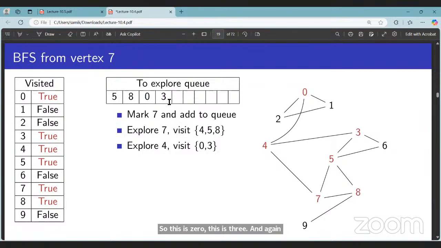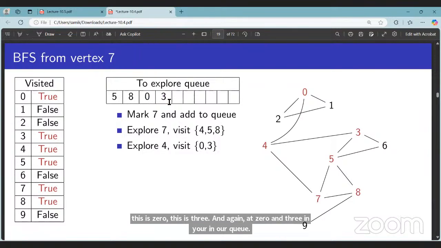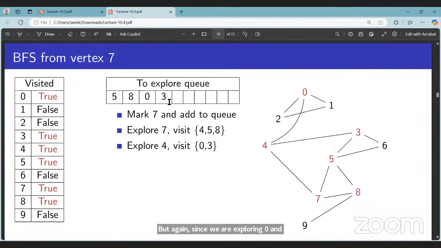But again, since we are exploring 0 and 3 in one glance, it is okay if you write 0, 3 or 3, 0. But again, because of our convention that we will write the least number first and then the largest one, that's why we are writing 0, 3. So now what will be the next step in the BFS? The next step says whatever the vertex is there in the first place, explore that vertex.